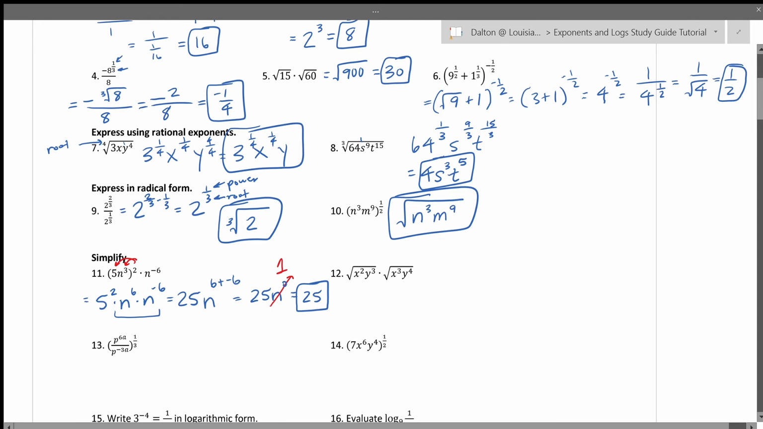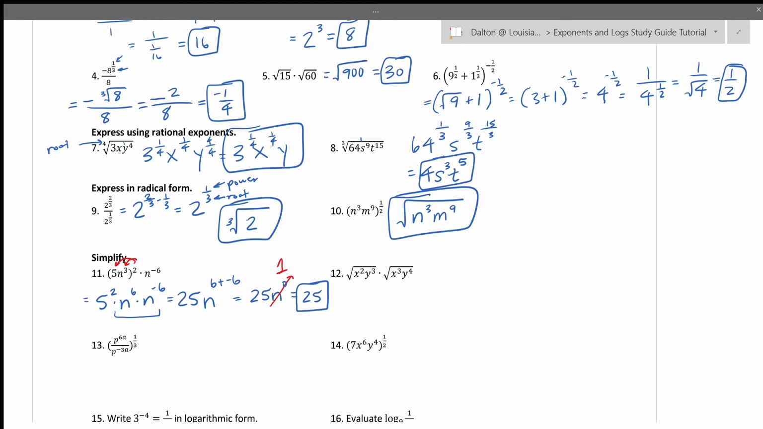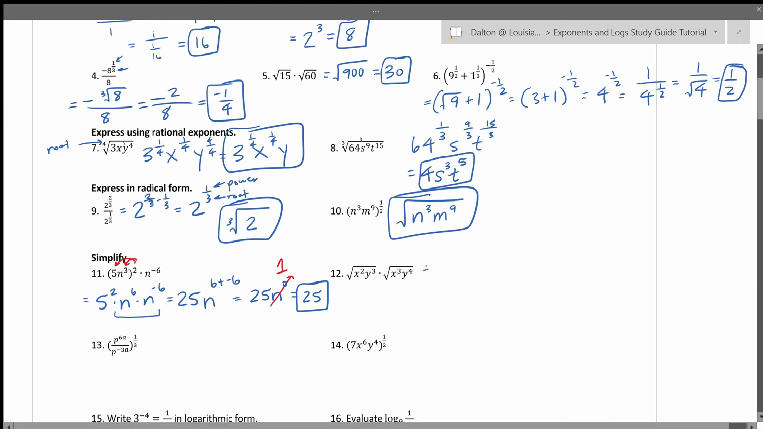Number 12, I've got the square root of something times the square root of something else. And when you multiply radicals, the rule is that we can multiply all the stuff that's on the inside. And again, when you're multiplying numbers with the same base, the rule is that we add their exponents. So this will be x squared times x cubed. 2 plus 3 is 5, so that'll be x to the 5th. y cubed times y to the 4th. 3 plus 4 is 7, so that'll be y to the 7th power.